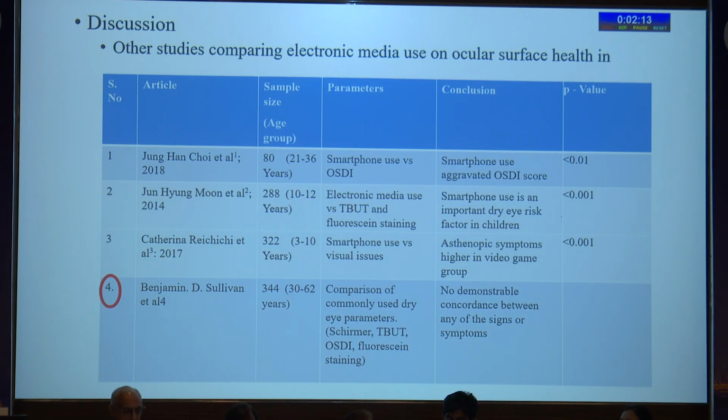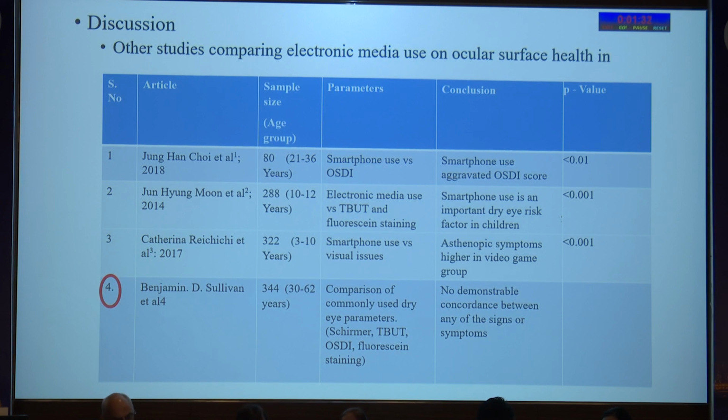So we compared our article to other articles in the literature. The first article by Jung et al. compared adults, and compared the smartphone versus OSDI, and concluded that smartphone use aggravated the OSDI score. The second study by Jung Moon et al. compared children between 10 to 12 years, and compared the T-BUT and fluorescent staining and concluded that smartphone use is an important dry eye risk factor in children. Study by Katharina, also done in children between the age of 3 to 10 years, compared smartphone versus visual issues and concluded that asthenopic symptoms were higher in the video game group.